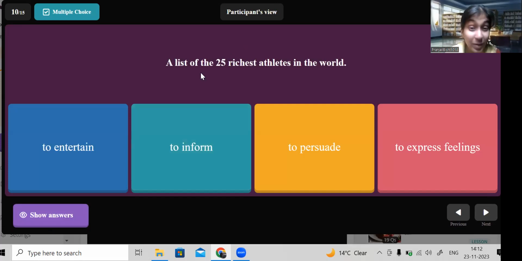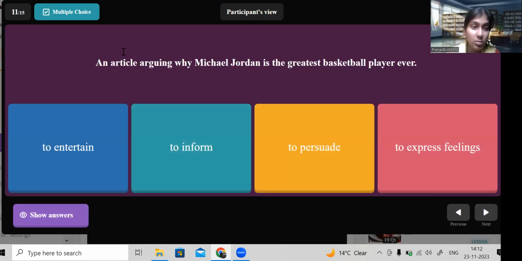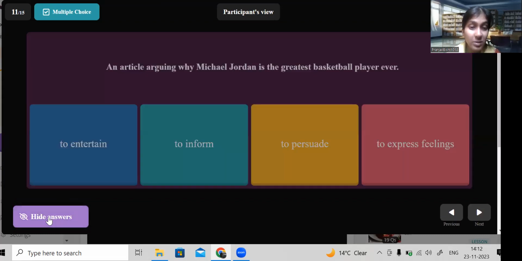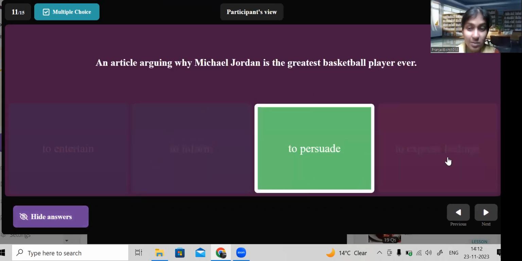A list of the 25 richest athletes in the world. We just saw the answer, but it's very certain the answer is to inform. The author is informing us. Now, the next, an article arguing why Michael Jordan is the greatest basketball player ever. It is persuading. Yes, it is giving us some of his perspective, right? So the answer is right. All right.